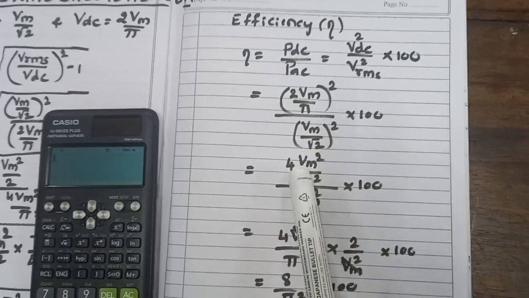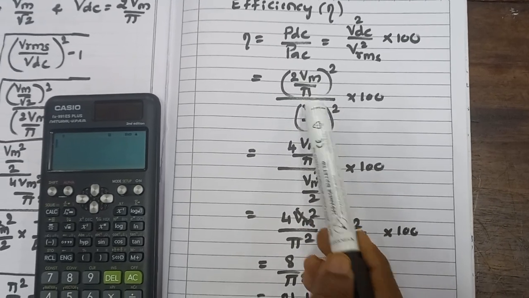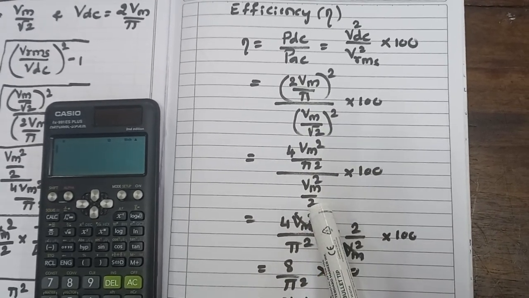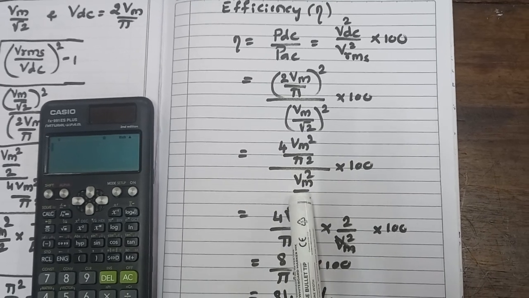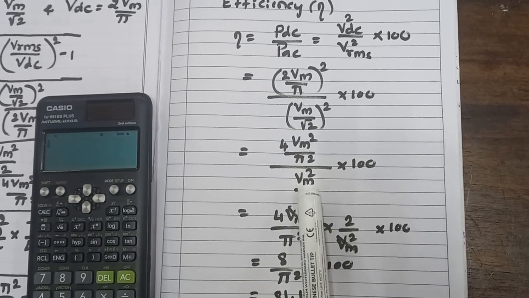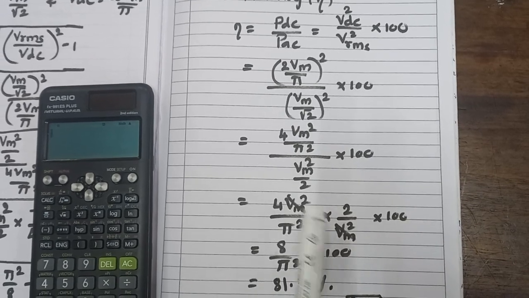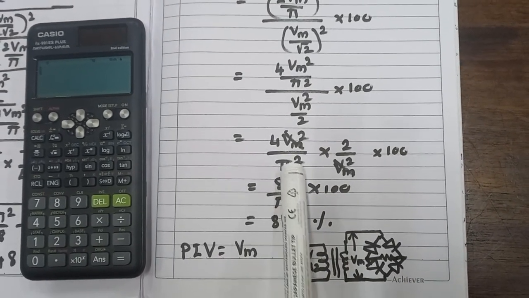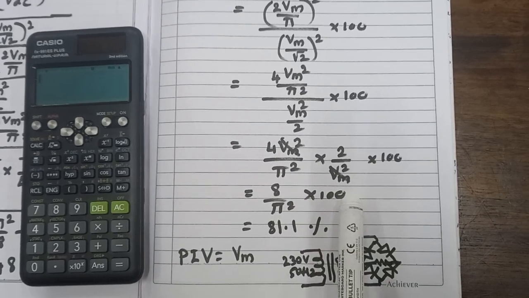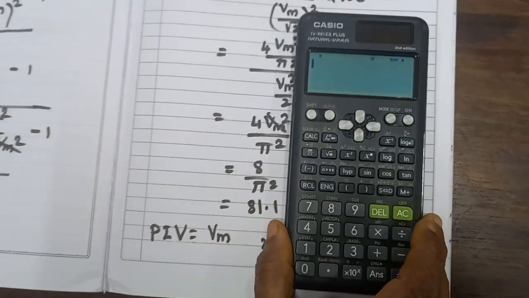So 2 square is 4, Vm square is Vm square, pi square, Vm square by root 2 square is 2, into 100. 4 Vm square by pi square, this, if you take it to the numerator, it becomes 2 by Vm square into 100. Vm square cancel each other. 4 into 2 is 8. 8 divided by pi square into 100. So 8 by pi square into 100, I will show you in calculator.